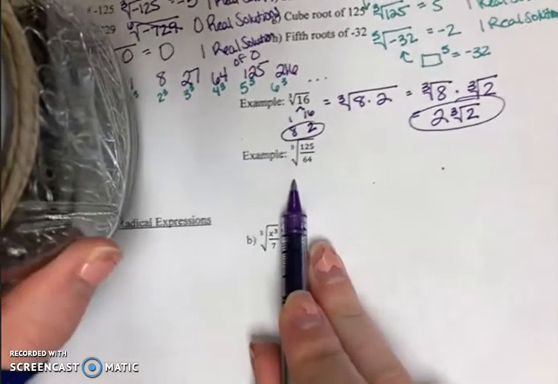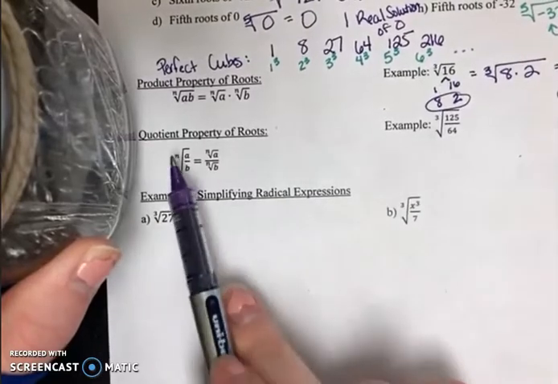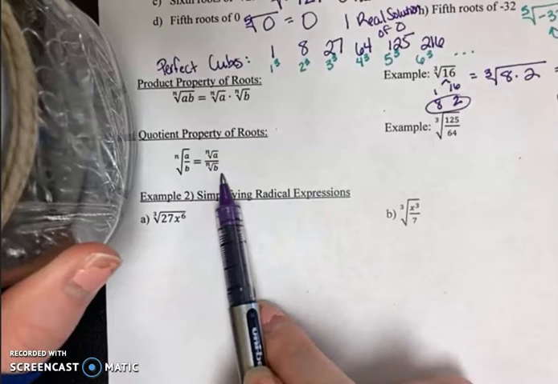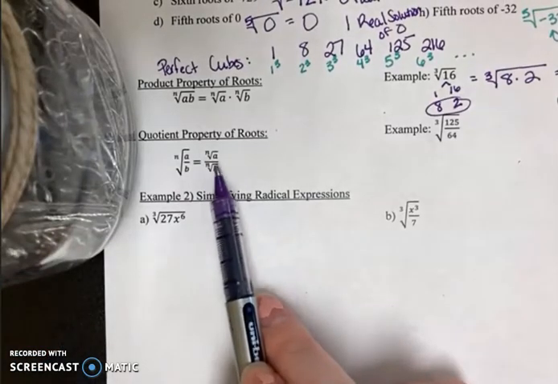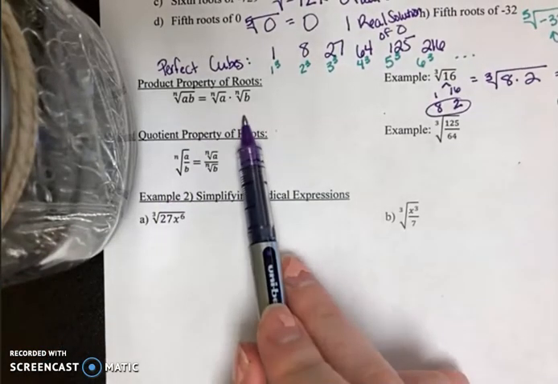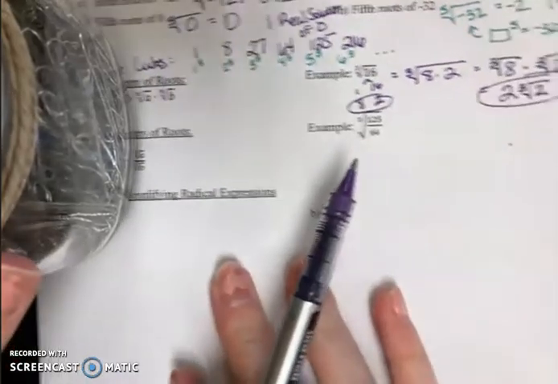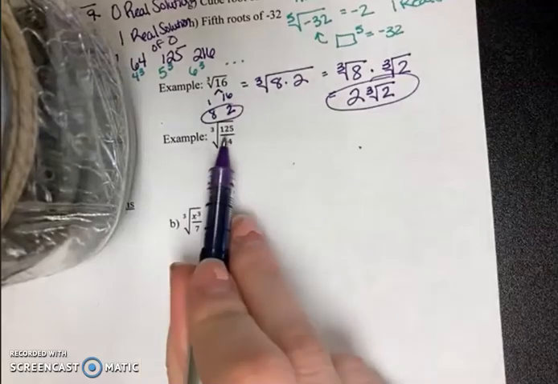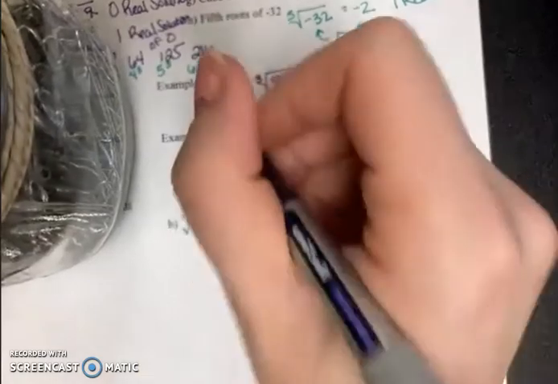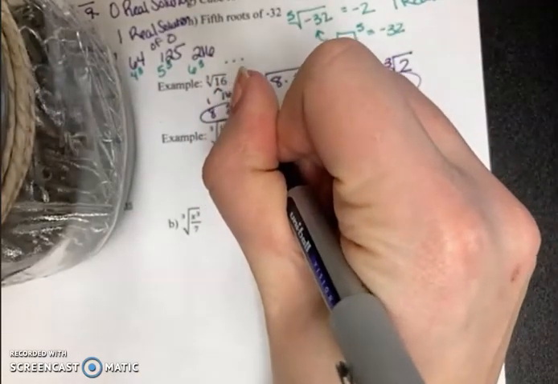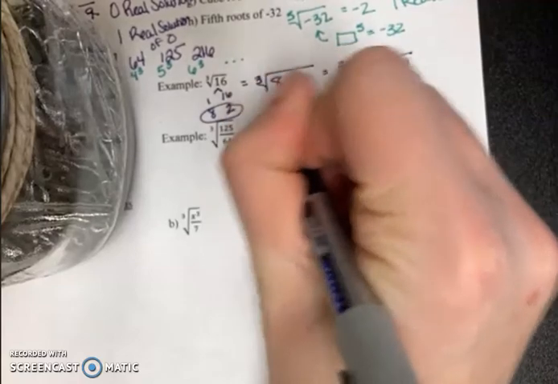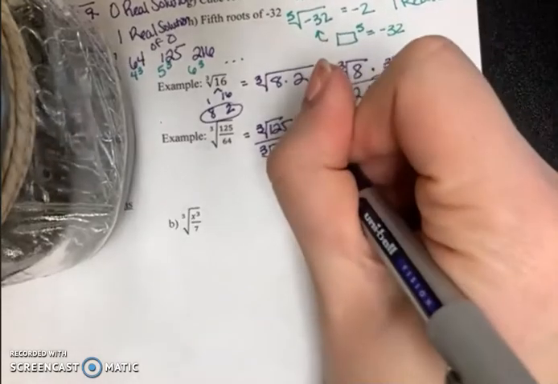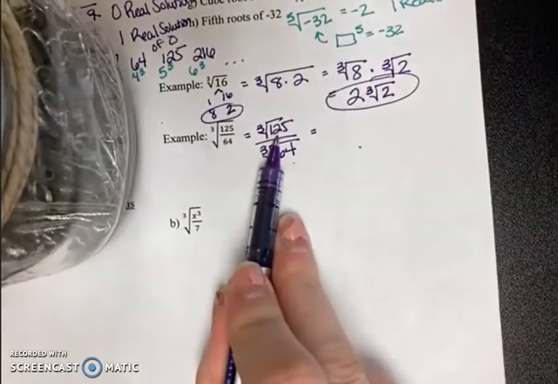Next we have the quotient property, which says that if there is a fraction underneath a radical, we can break them apart. It also works in the opposite direction, where if it's broken apart, we can put it back together. It's the same thing with the product property. If they're broken apart, we can put it back together. So here, I'm going to go ahead and break apart the quotient. I need to make sure I write the cube root of 125 over, still showing this is the cube root of 64. And we'll see if we can simplify these.